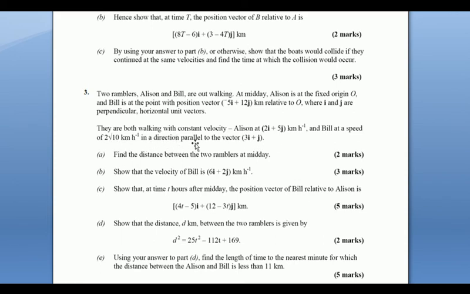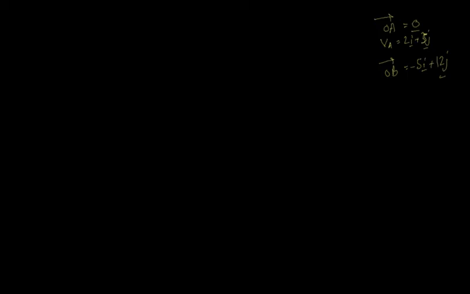We know that it has a direction parallel to this. Now, if two vectors are parallel, that means one is longer than the other one. They are going in the same direction, but one is longer. So it is said that the velocity vector of B is parallel to this vector 3i plus j. So we can say the velocity vector of B is some multiple of 3i plus j. Direction vector means that. We don't know how long it is, so let me use a constant.